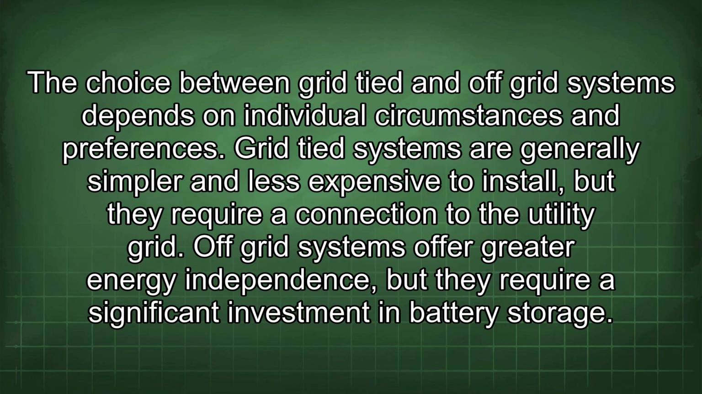The choice between grid-tied and off-grid systems depends on individual circumstances and preferences. Grid-tied systems are generally simpler and less expensive to install, but they require a connection to the utility grid. Off-grid systems offer greater energy independence, but they require a significant investment in battery storage.